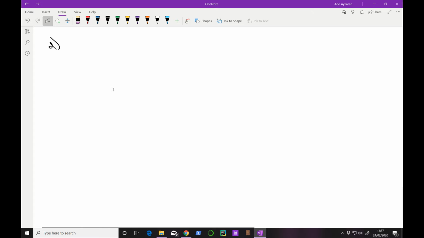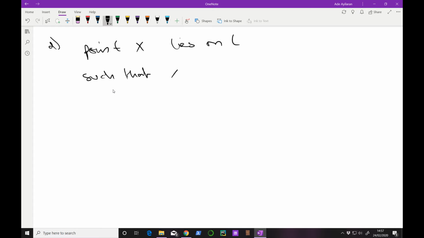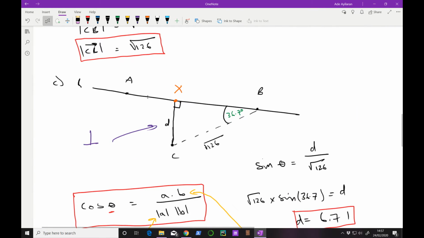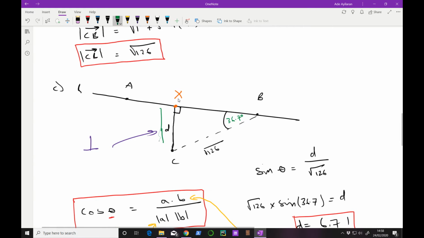Okay? So I'm going to write here that point X lies on L such that XC is perpendicular to L. Okay? Point X lies on the line L such that the direction XC has to be perpendicular to L.